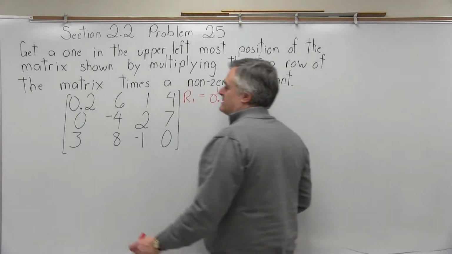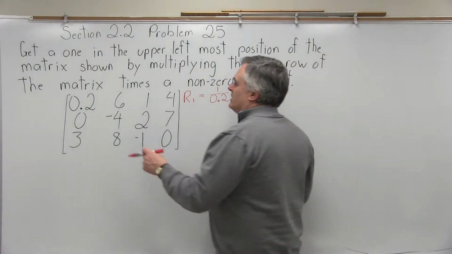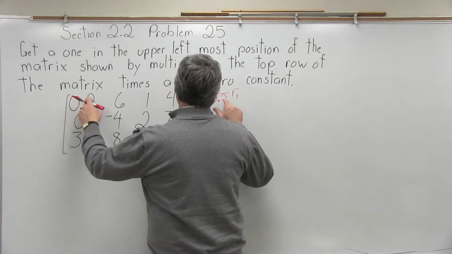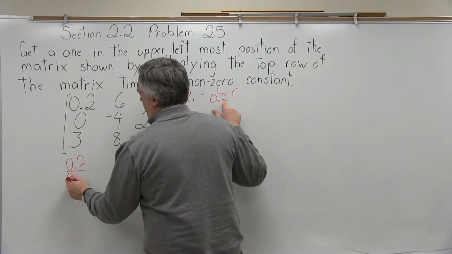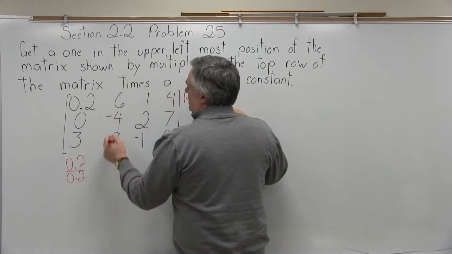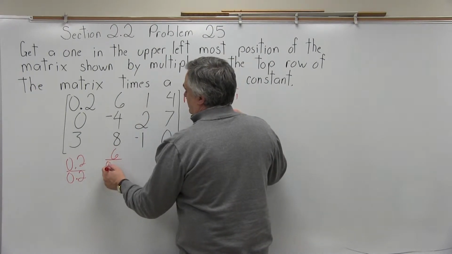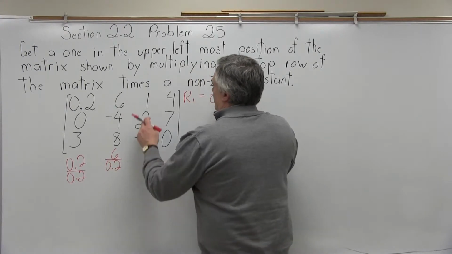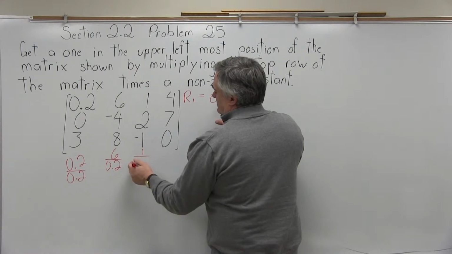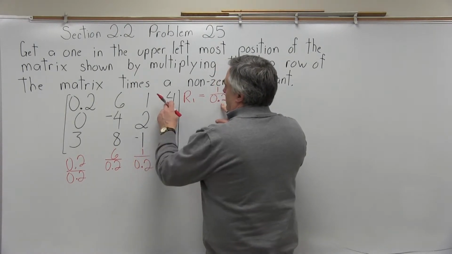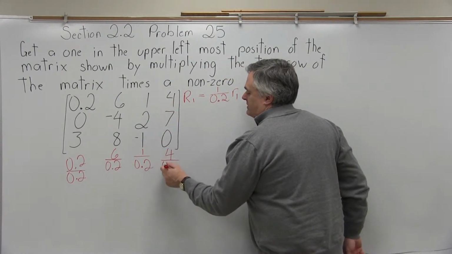So as I do this, because I have a decimal, I'm going to do it in two steps, and I'll show the simplification. So the first one, 0.2 times 1 over 0.2, you're going to get 0.2 over 0.2. That one reduces pretty easily. The next one, 1 over 0.2 times 6, I'm going to get 6 over 0.2, which surprisingly also reduces pretty nice. The next one, 1 over 0.2 times 1, will give me 1 over 0.2. And finally, the last position, 1 over 0.2 times 4, will give me 4 over 0.2.